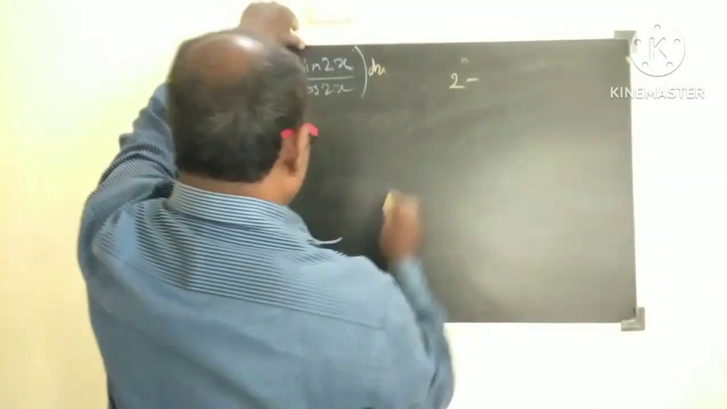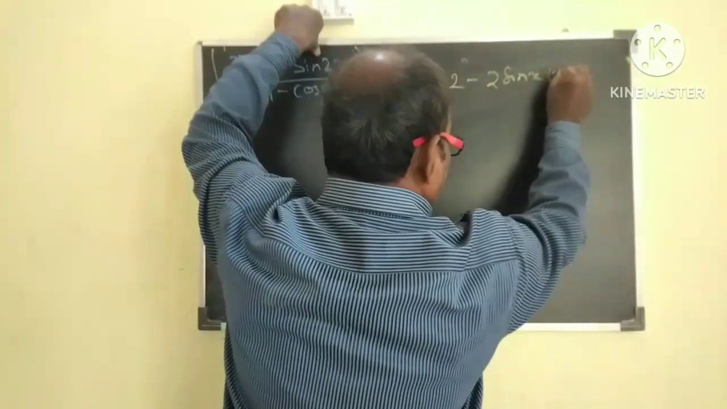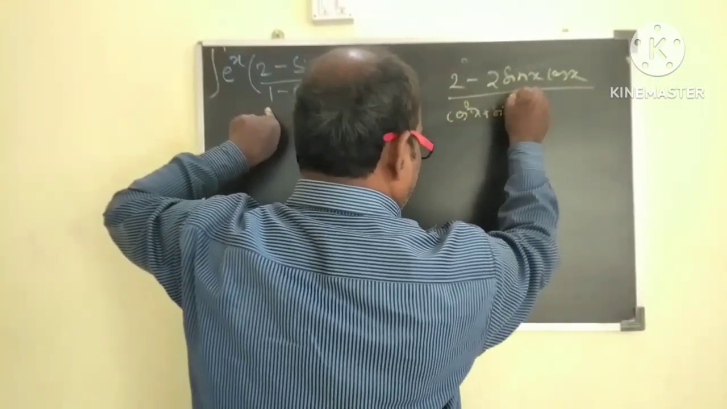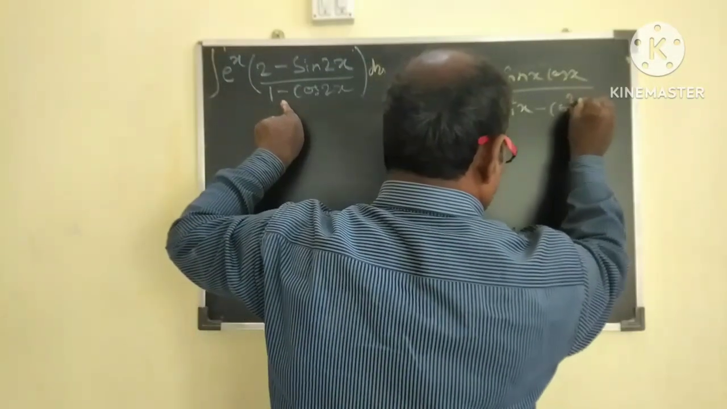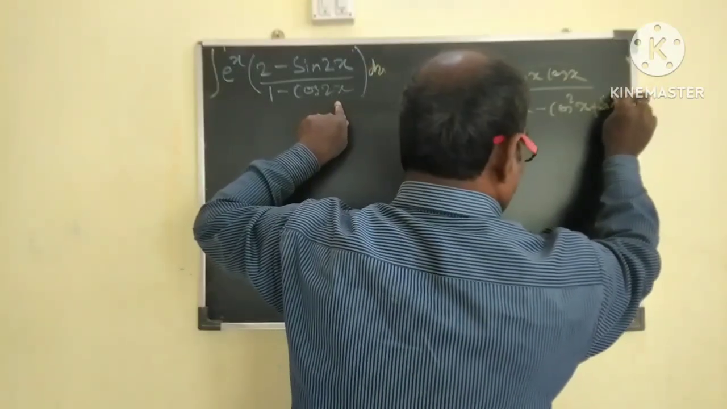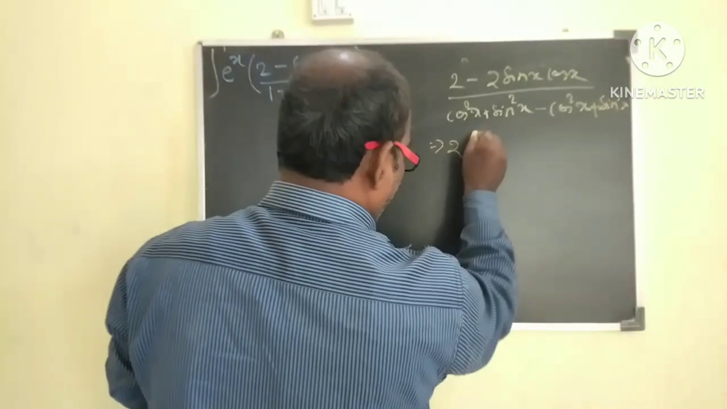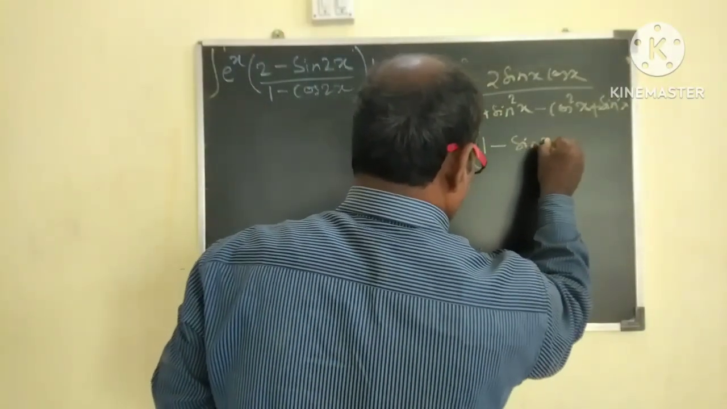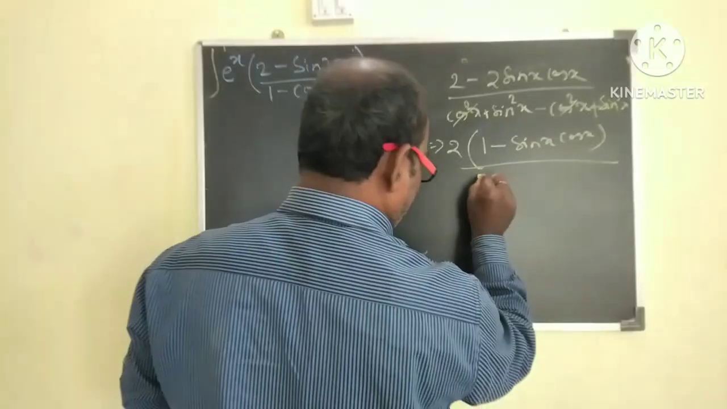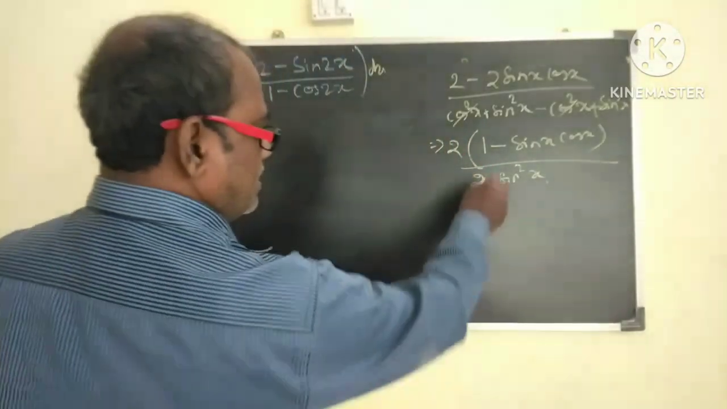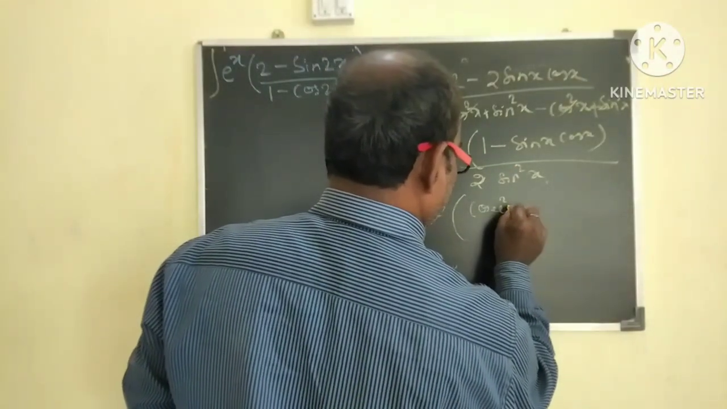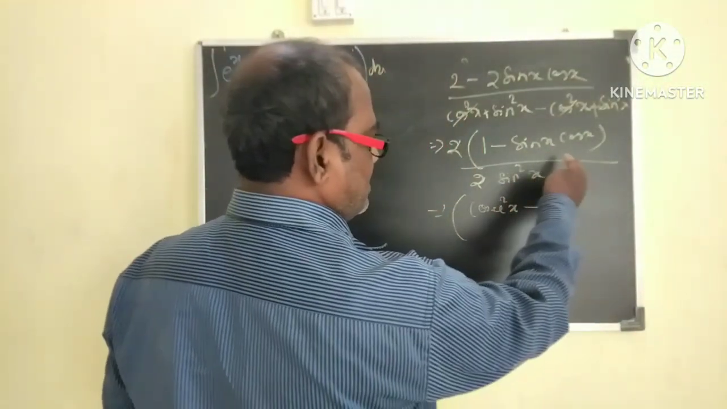You can write 2 minus sin 2x as 2 sin x cos x, by, here 1 can be written as cos square x plus sin square x, minus cos square x, minus 1 plus sin square x. So from here you can take 2 common, so we can write 1 minus sin x cos x divided by, from here it is cancelled off, we get 2 sin square x. This gets cancelled here, and if you split it becomes cosecant square x, minus, this gets cancelled off, so we get cot x.